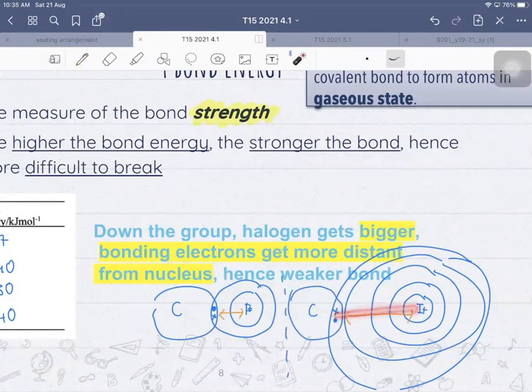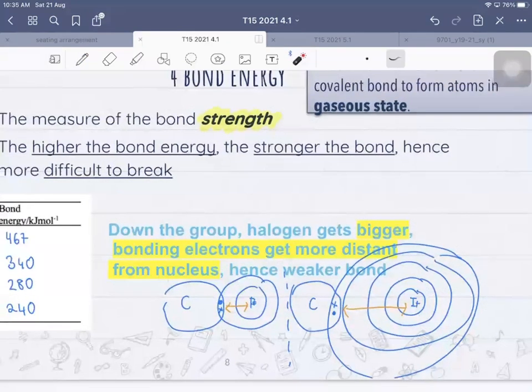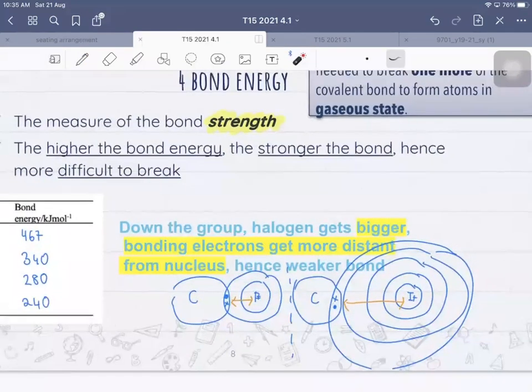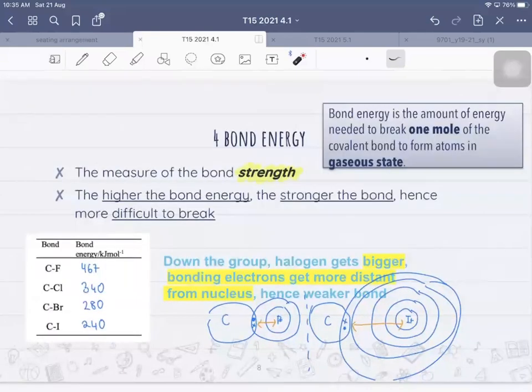That means the longer the bond, the weaker it is. The shorter the bond, the stronger it is. That's what the explanation is trying to tell you: bigger size, the bonding electrons are further away from the nucleus, therefore the weaker the bond is.